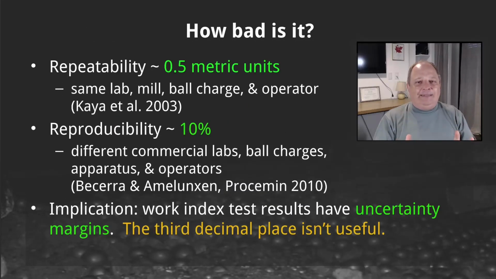So how bad is this? Published information says that the repeatability of the test, which means you've got the same operator, the same laboratory, the same mill, the same ball charge, if you just run the same sample through it twice, you should get a result that's within about half a metric work index unit. So if you've got a value of 10 and you got a value of 10.3, those are effectively going to be the same result. That's the sort of variation you would expect, from 10 to about 10 and a half, or 10 to 9 and a half.